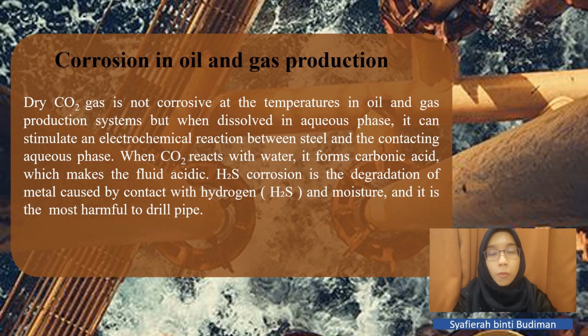My presentation is about corrosion in oil and gas. Corrosion in oil and gas happens because dry CO2 gas is not corrosive at the temperatures in oil and gas production systems. But when dissolved in the aqueous phase, it can stimulate an electrochemical reaction between steel and the contacting aqueous phase. When CO2 reacts with water, it forms carbonic acid, which makes the fluid acidic. H2S corrosion is the degradation of metal caused by contact with hydrogen sulfide, H2S, and moisture, and is the most harmful to drill pipe.